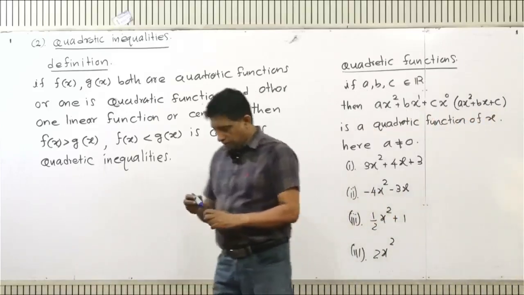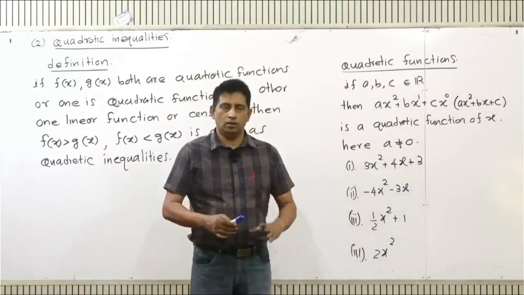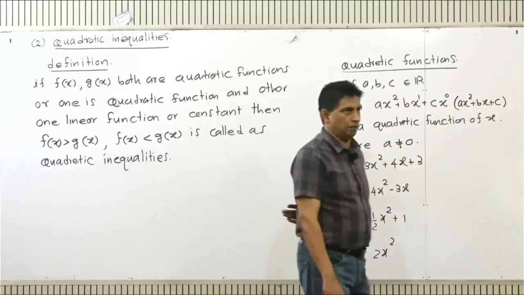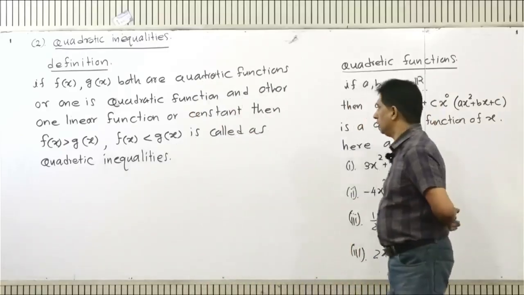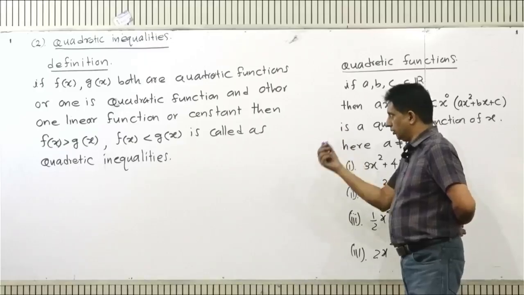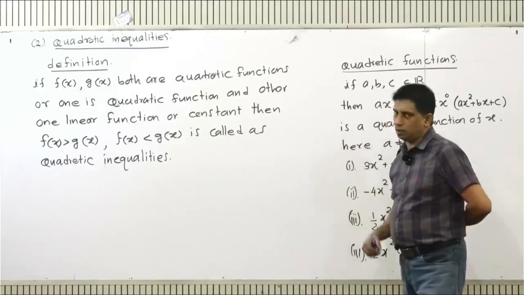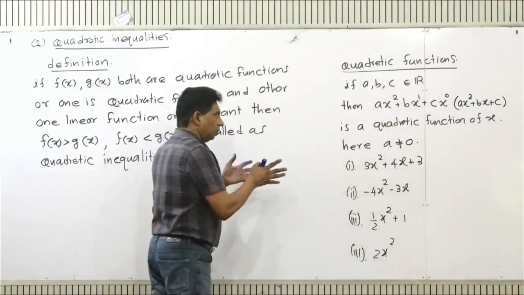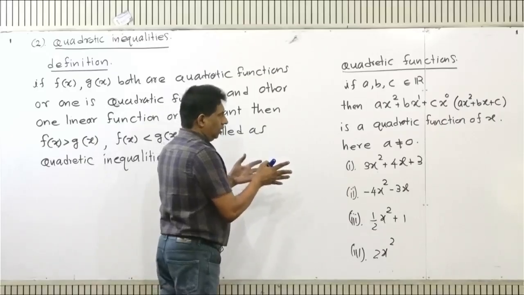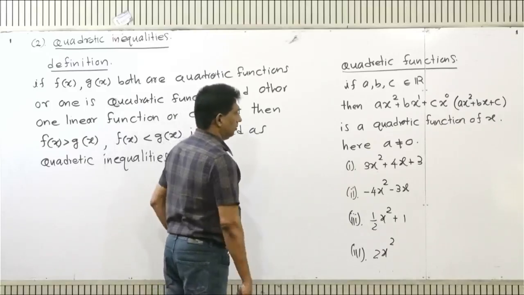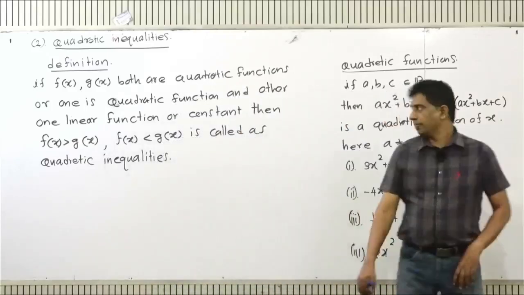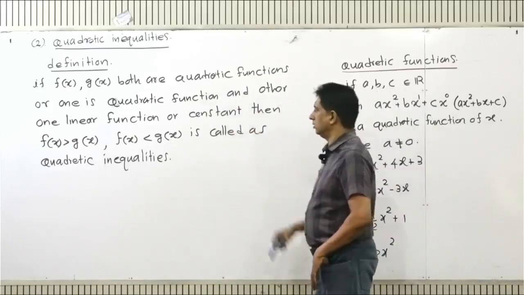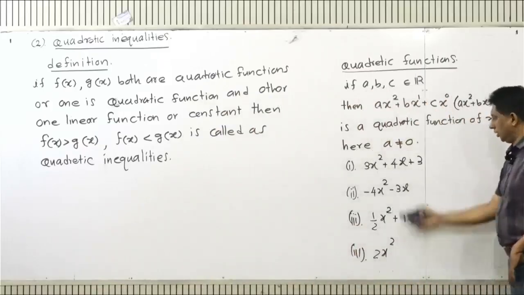We have to study these functions again in more detail in the lesson called functions. In that lesson, we discuss in more detail what a quadratic function is, what a linear function is, what a constant function is. Here, only to identify this inequality, we have some idea about quadratic functions. That's all. Okay, now write down the second, quadratic inequalities, then write down the definition, then write down about quadratic functions.